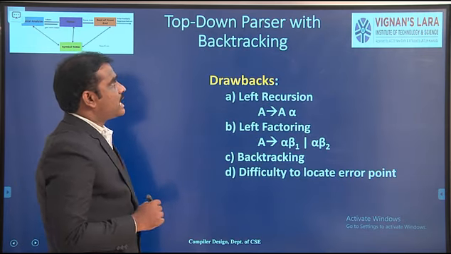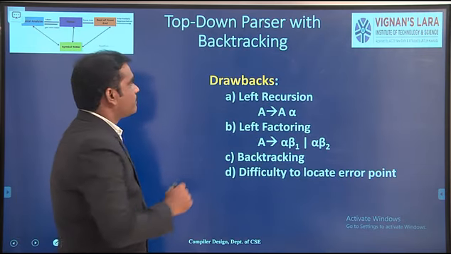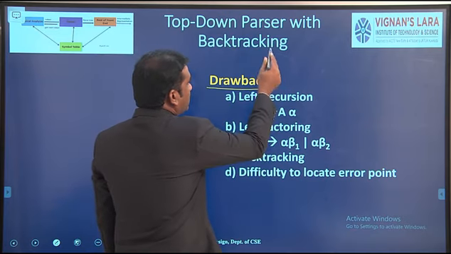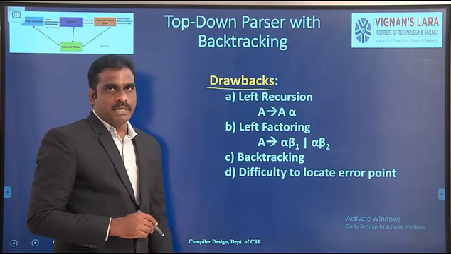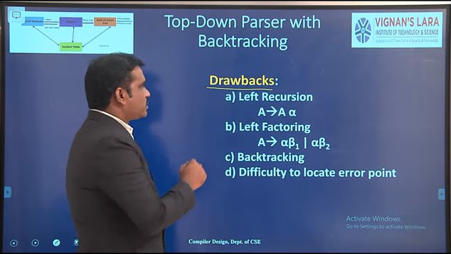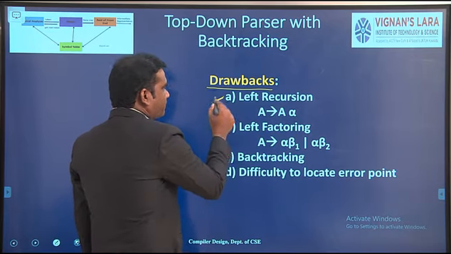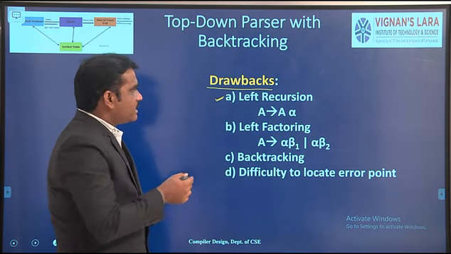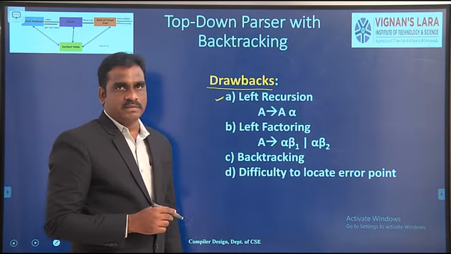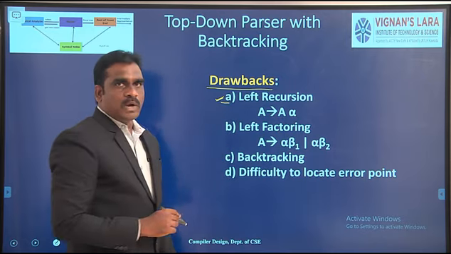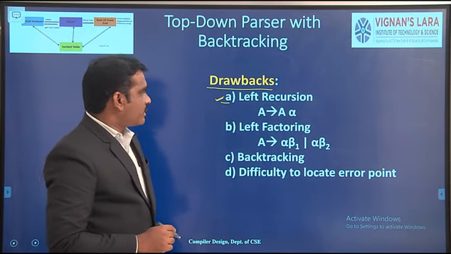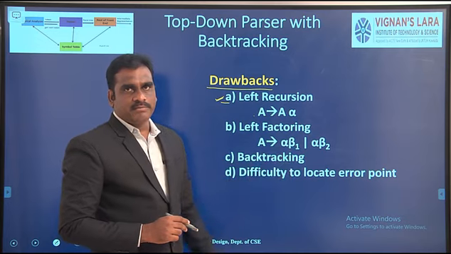And the drawbacks of backtracking. We have mainly 4 drawbacks. The first one is left recursion. I have already discussed left recursion in the previous class. So the first drawback is left recursion. What is meant by left recursion? The production is of the form A to A alpha.